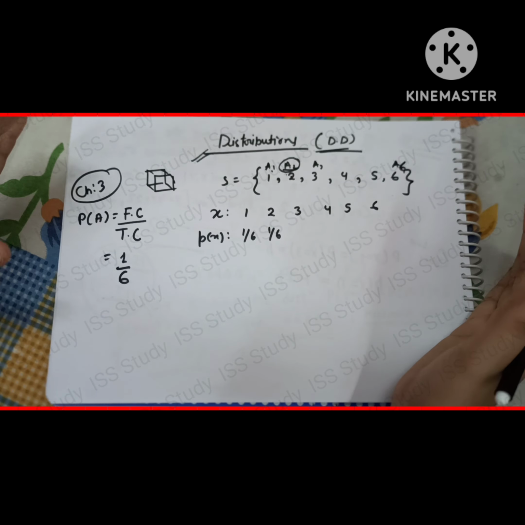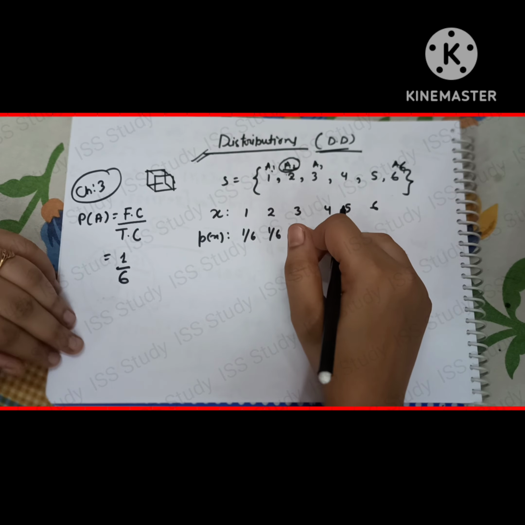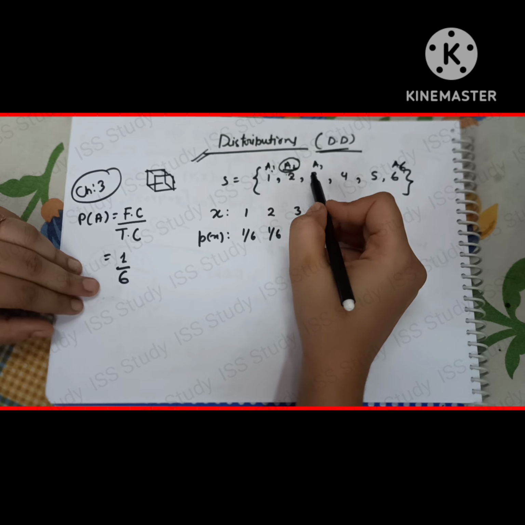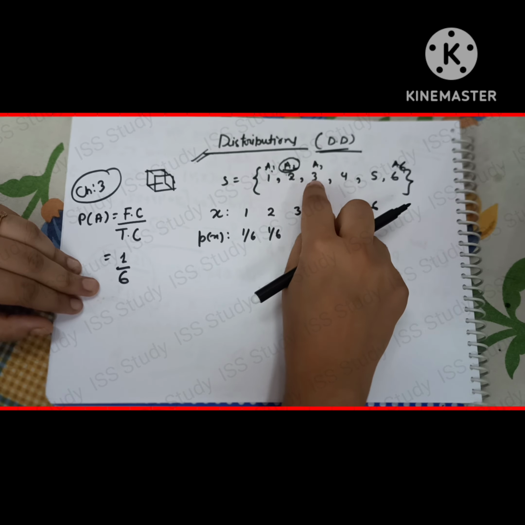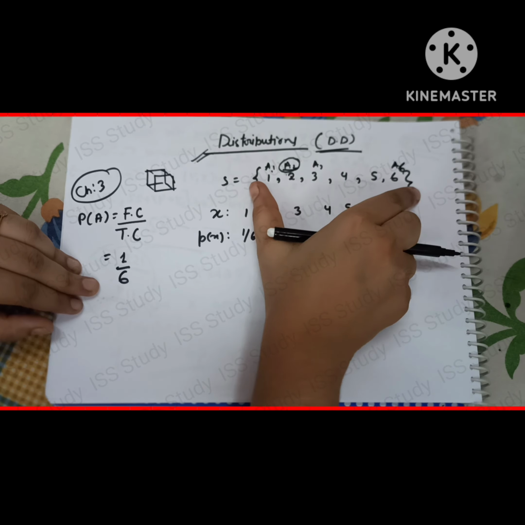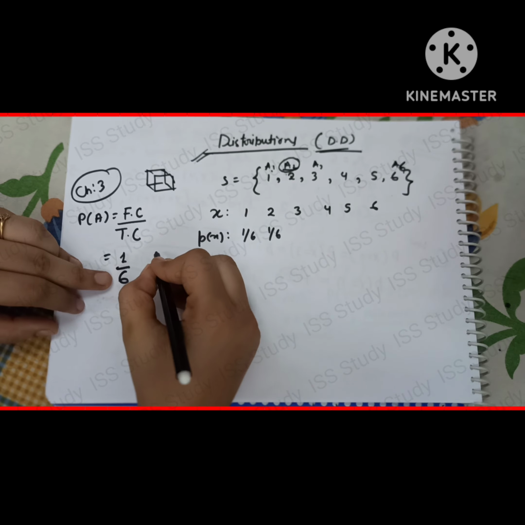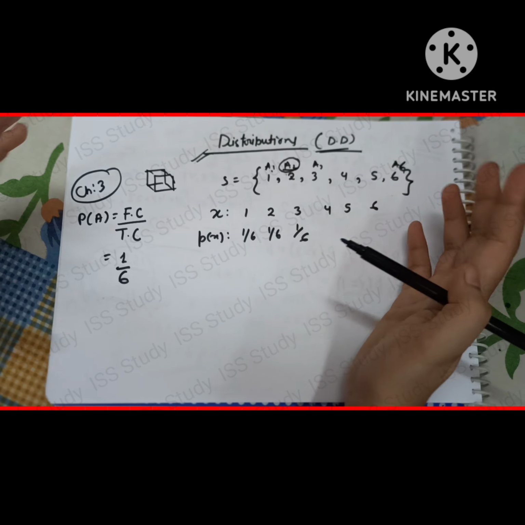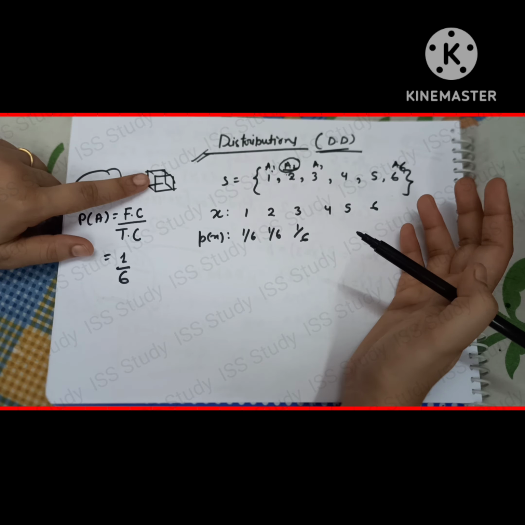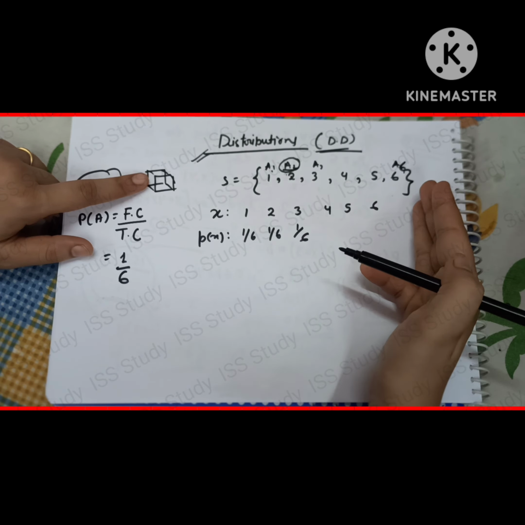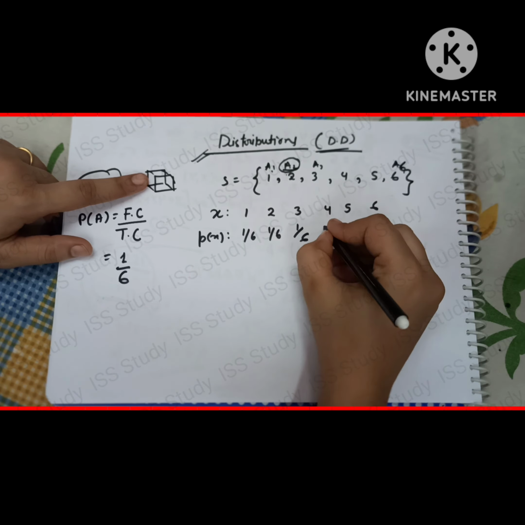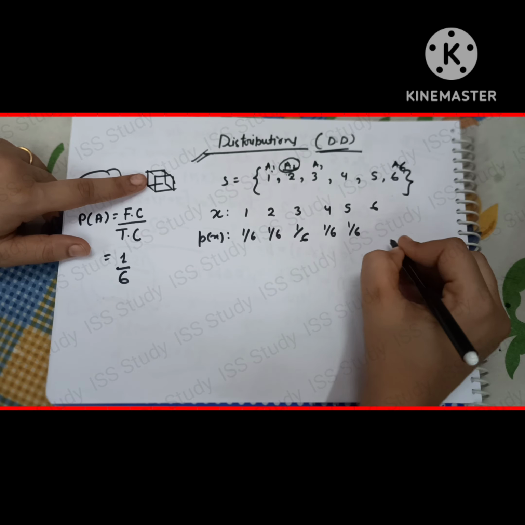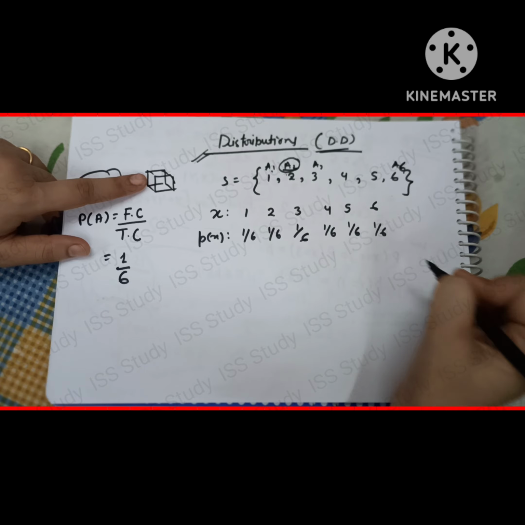In the same way, if I ask you what the probability of happening of event A3 is, A3 is the event 3, and event 3 occurs only one time in this whole sample space. So favorable case is 1 and total number of cases is 6. We know that in rolling a die every number is unique and we have only 1 to 6. So the probability of 4 will be 1 by 6, the probability of 5 will be 1 by 6, and the probability of 6 will be 1 by 6.